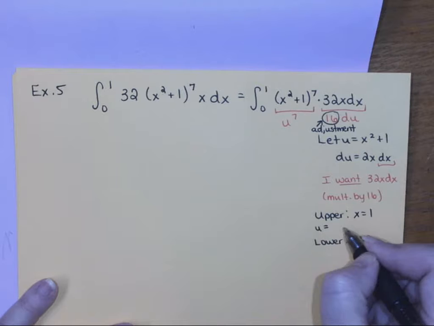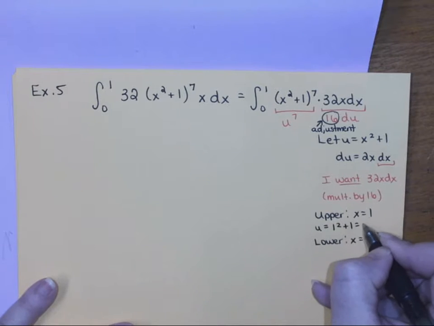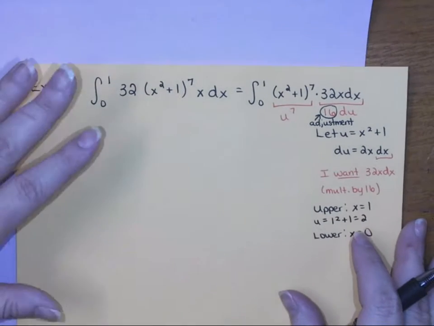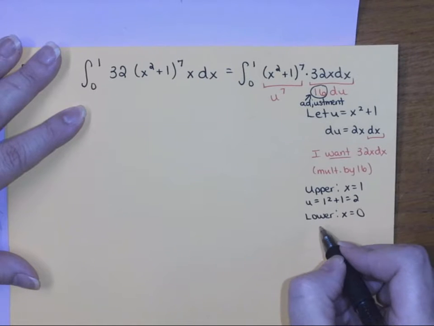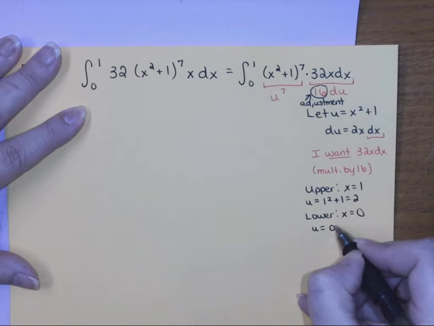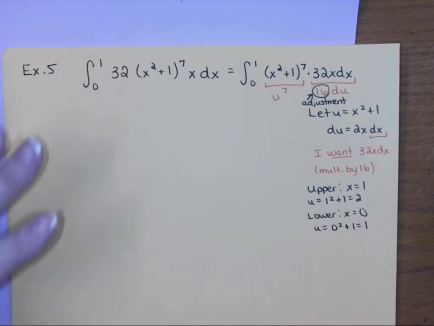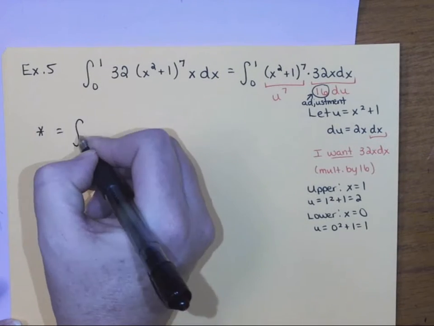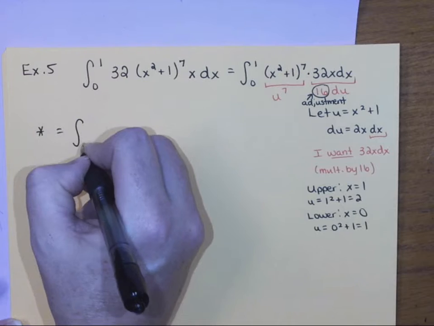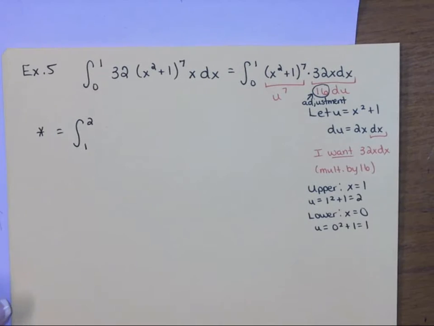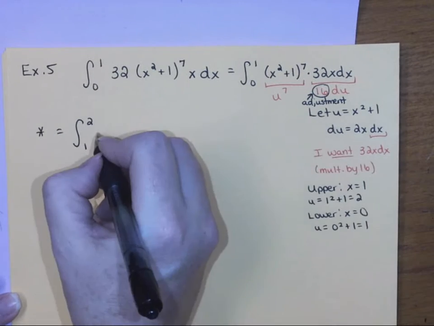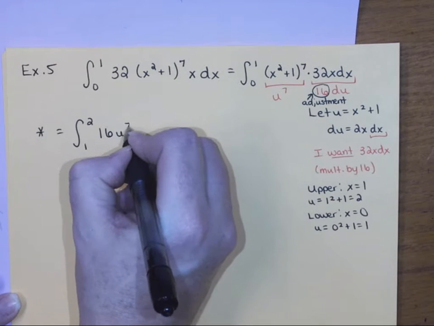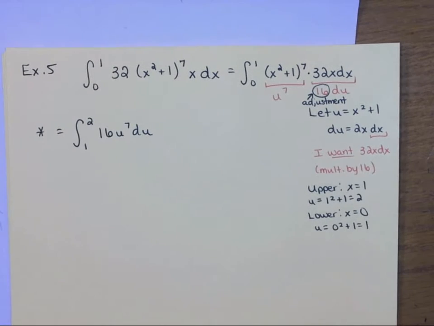So if I have u equals 1 squared plus 1, it's 2. For 0, if I plug that into the u equation, I get 0 squared plus 1, or 1. So, important part. The new integral is the integral from 1 to 2. Those were my new limits I just found. Okay, and then let's just rewrite what I had over here. 16 u to the 7th du.